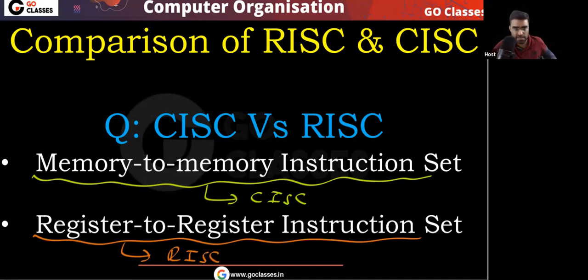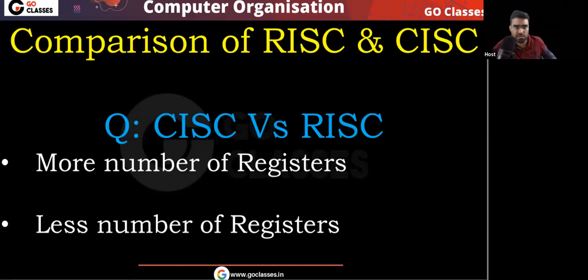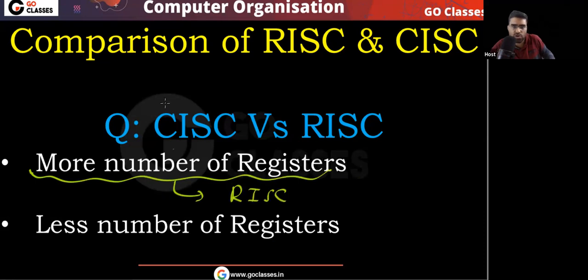Excellent. Next. Tell me the answer for this question. Who will have more number of registers? Which architecture needs more number of registers? RISC, because RISC will use register instructions. Okay, less number of registers in CISC.